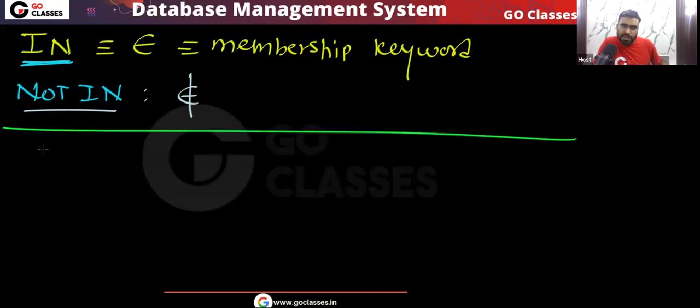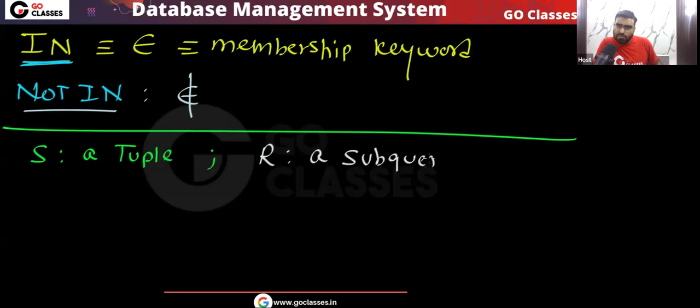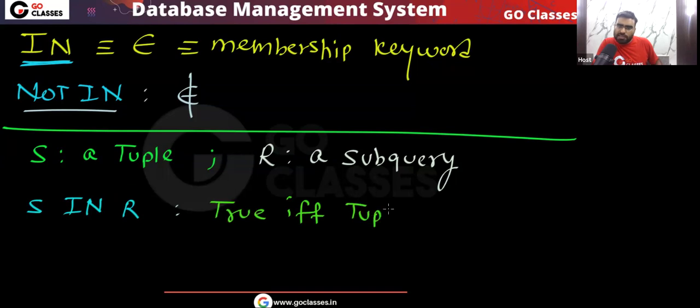See, the syntax is like this. Let's assume S is a tuple, and let's assume R is a subquery. Remember, R must be a subquery. So S is a tuple, R is a subquery. Now, if you write S in R, remember, when will this be true? This will be true if R has tuple S. So this will be true if and only if tuple S is in R.